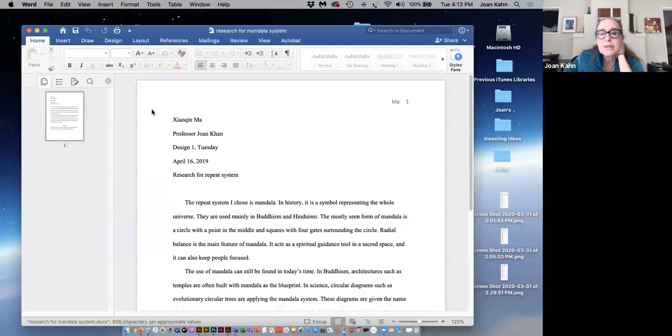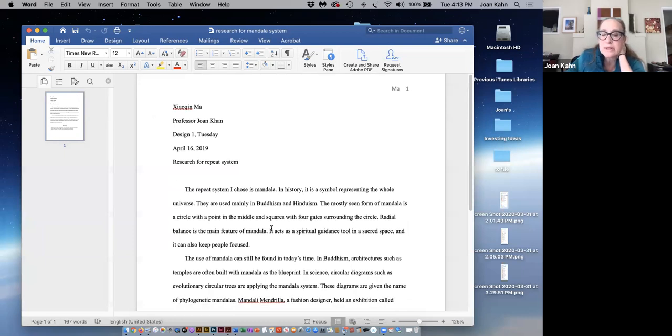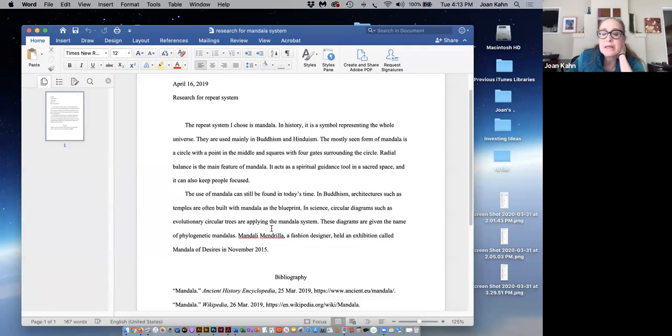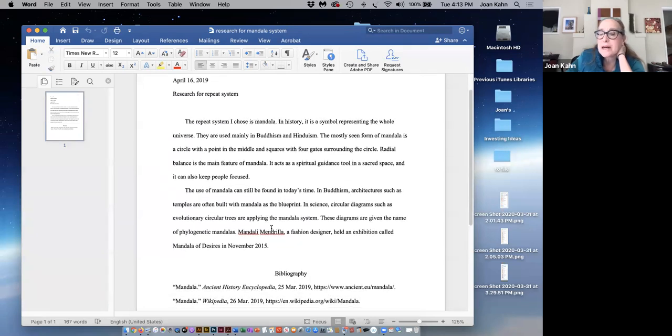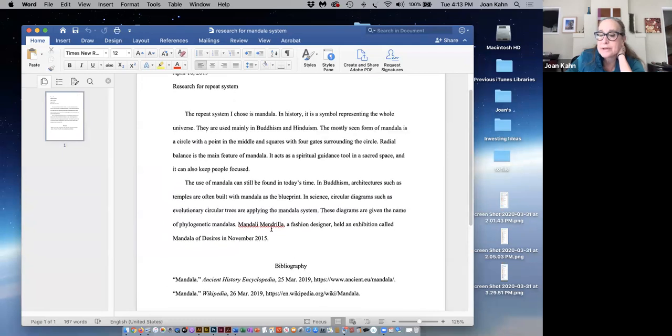So she's going to put this into a mandala. So the repeat system I chose is mandala. In history, it has a symbol. It is a symbol representing the whole universe, et cetera, et cetera. They are used mainly in Buddhism and Hinduism. So I want it to be at least a couple of paragraphs, like half a page to a page.